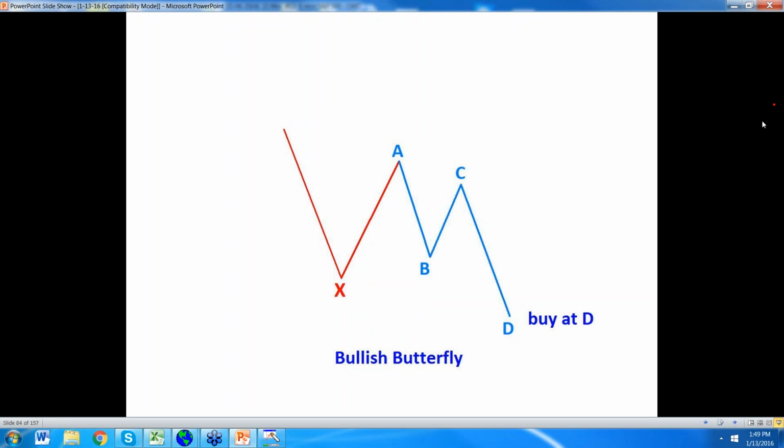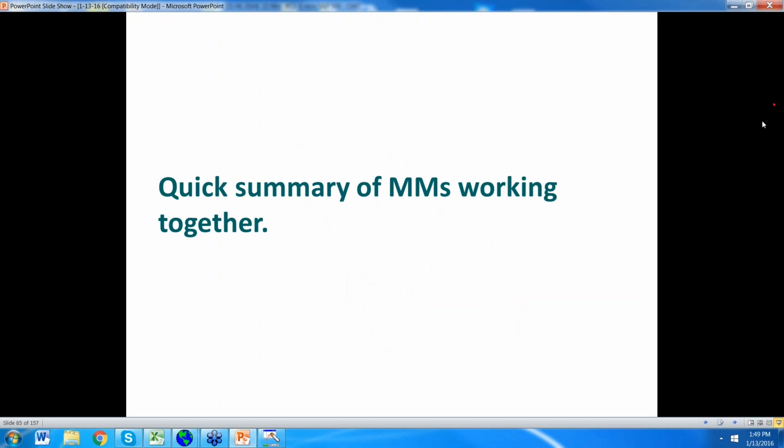This will make this a bullish butterfly below X. X is just that pivot low that we break below, coming off of blue point C. It breaks below B and that previous pivot low, which we'll call X. So again, a quick summary of measure moves working together.